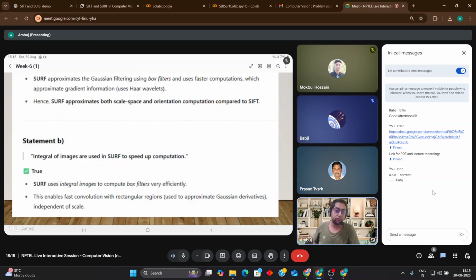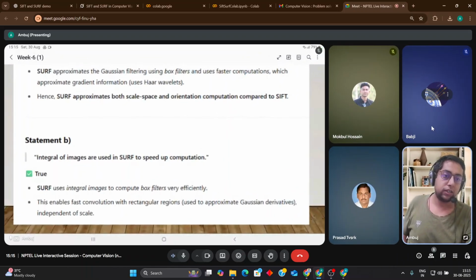Both of the features are readily available in OpenCV. You can try to use them and see for yourself how you are able to match these concepts. I'll also try to do this in front of you, so just be with me. Then this particular statement, yes, it is indeed true.